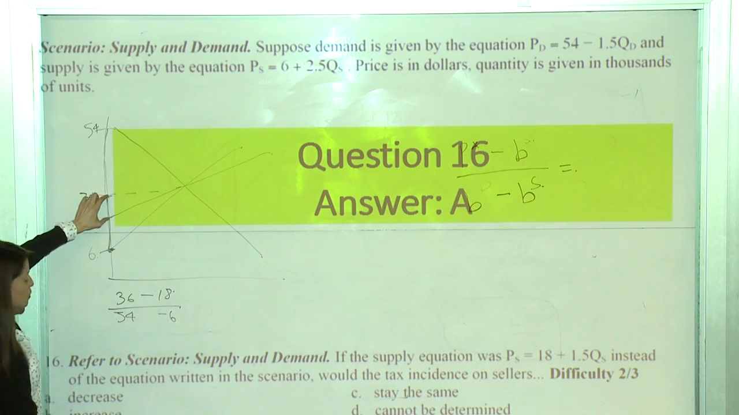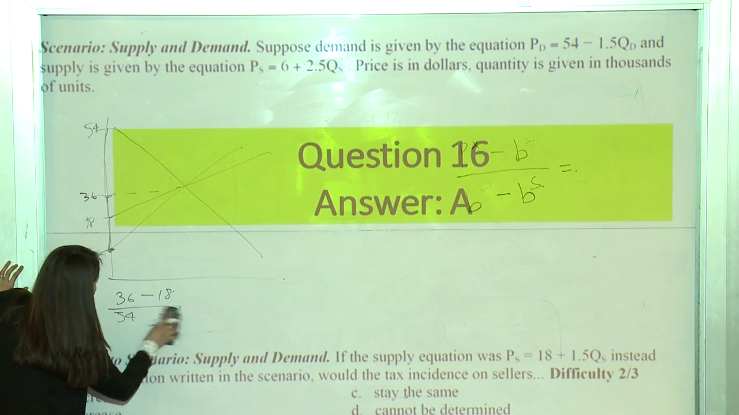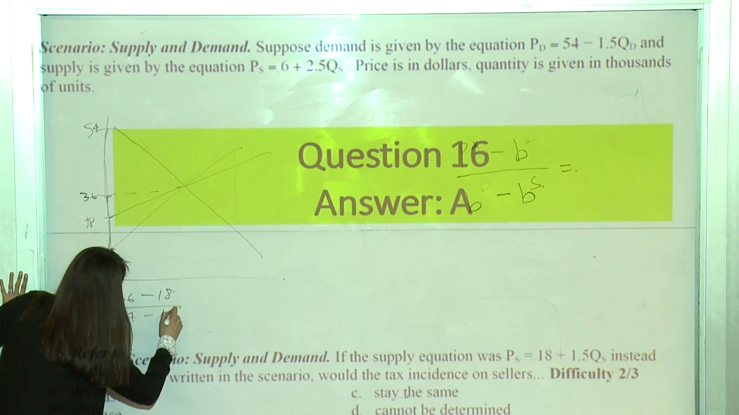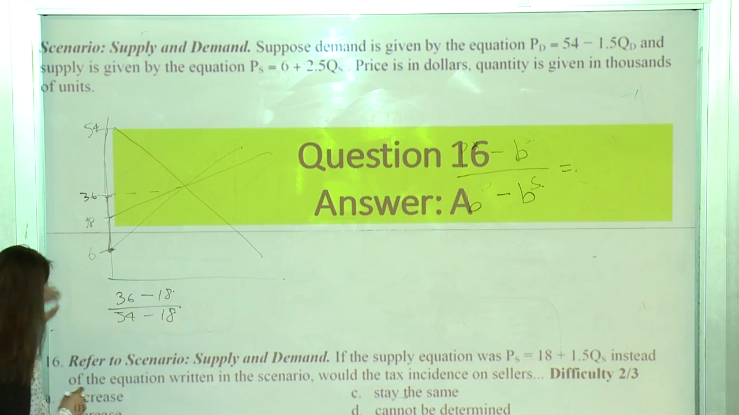I'm using the new supply. Right, but the denominator too. B of S for both. Oh, okay. B of S, oh yes, I'm sorry, thank you.